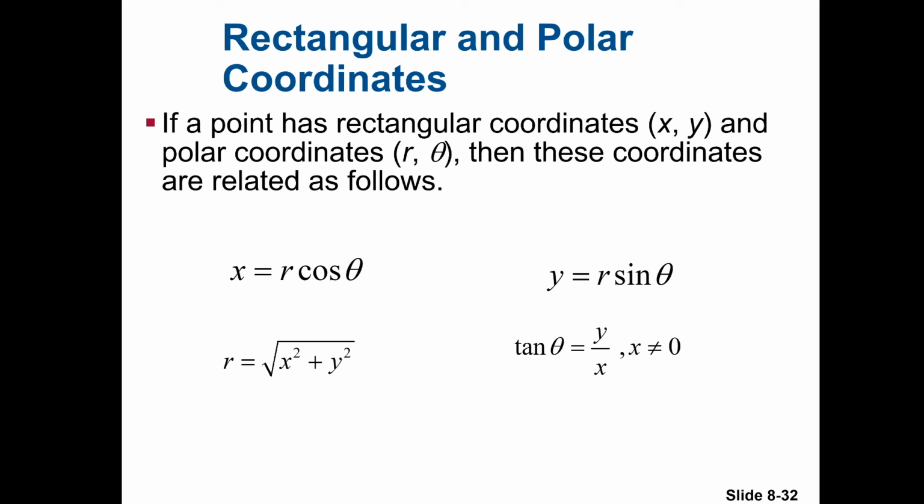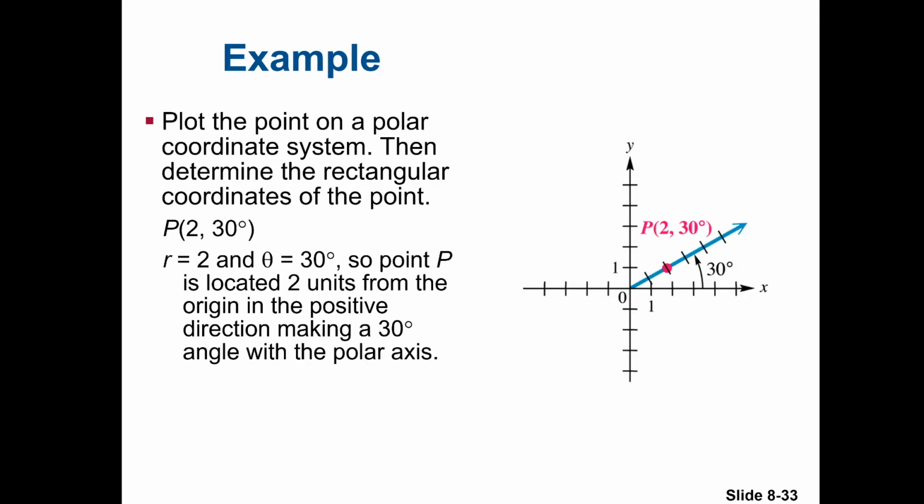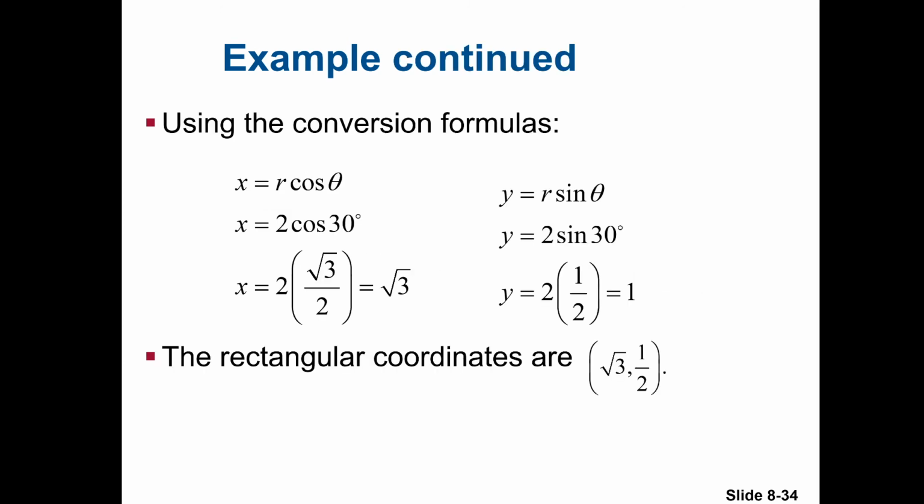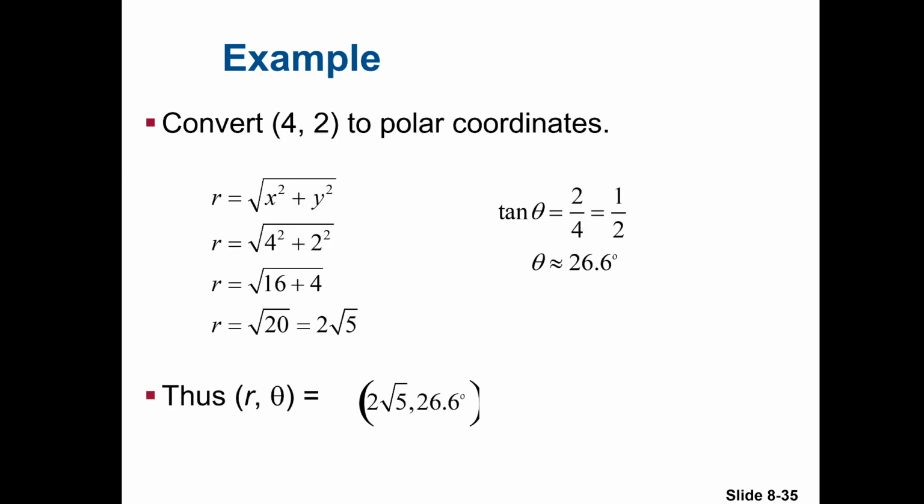Radius, so the Pythagorean theorem, and tangent of theta is just y over x, opposite over adjacent. Anytime that I need to convert the polar form back to the rectangular form, using those formulas, we have x equals 2 cosine theta, which is 2 times root 3 over 2, so root 3, and then y equals 2 sine 30, so 2 times 1/2, which is 1. So the rectangular coordinate is root 3, comma 1.